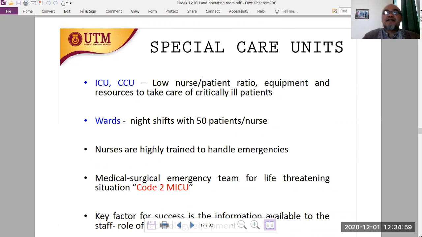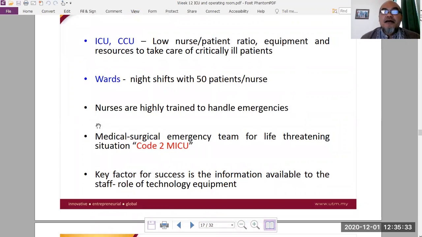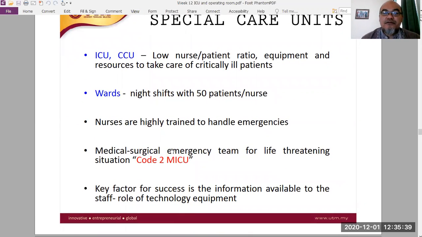Okay, in special care units now, we move from the operating room to the ICU, either ICU or ICCU, intensive care unit or intensive cardiovascular care unit. Usually it will have a low nurse to patient ratio. Therefore equipment and resources are needed to take care of the critically ill patients. The wards have a night shift with 50 patients per one nurse. Nurses are usually highly trained to handle the emergencies. Medical surgical emergency team for life-threatening situations, code 2 MICU.